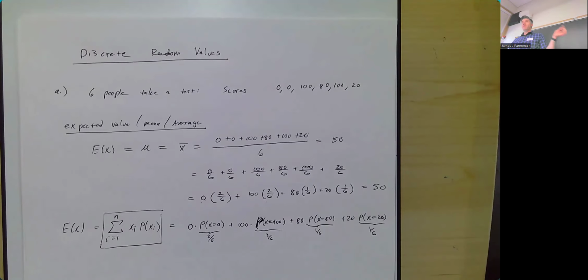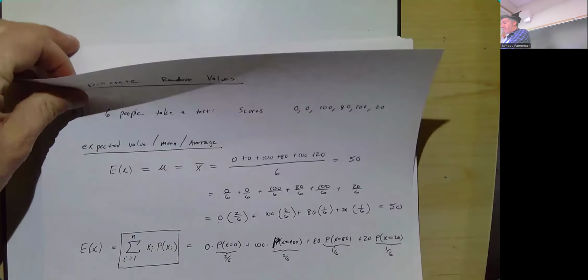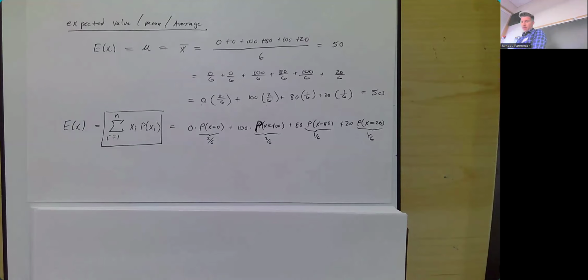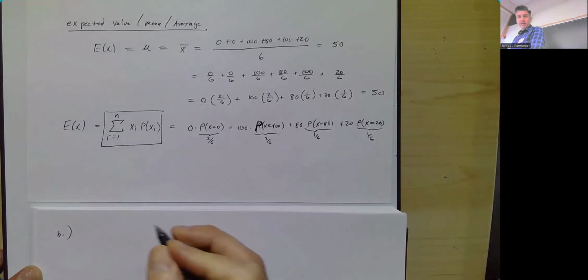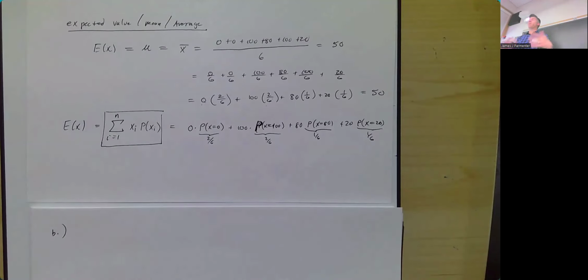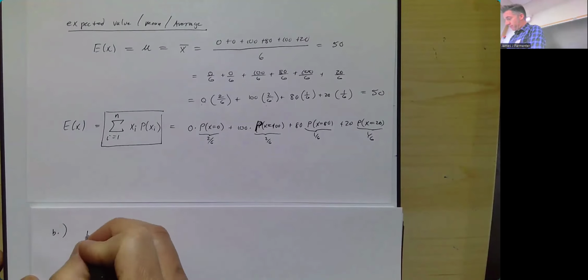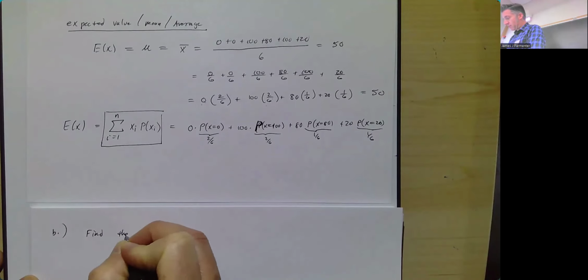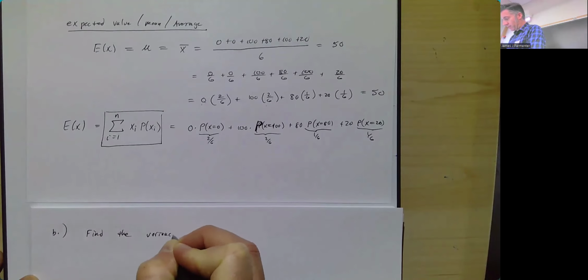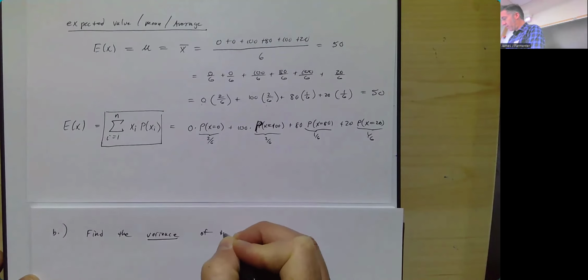So the mean or the average or the expected value is a measure of the middle. You're saying, what's the middle of all this data? It's not the only way of measuring the middle, but it's one of the ways we often fall back on. Whereas the variance, as the name might imply, measures the spread or the variability of the data. We're going to find the variance of the data.